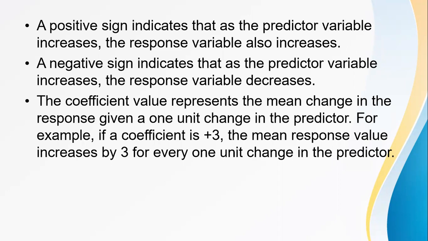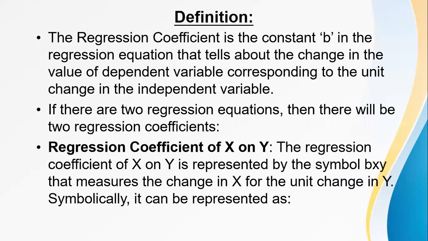The coefficient value represents the mean change in the response given one unit change in the predictor. For example, if the coefficient is plus 3, the mean response value increases by 3 for every 1 unit change in the predictor. The regression coefficient is a constant b in the regression equation that tells about the change in the value of the dependent variable corresponding to the unit change in the independent variable.